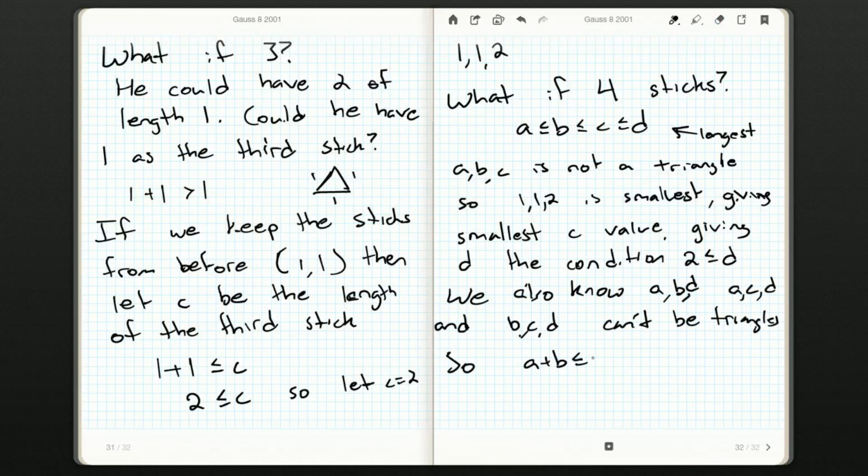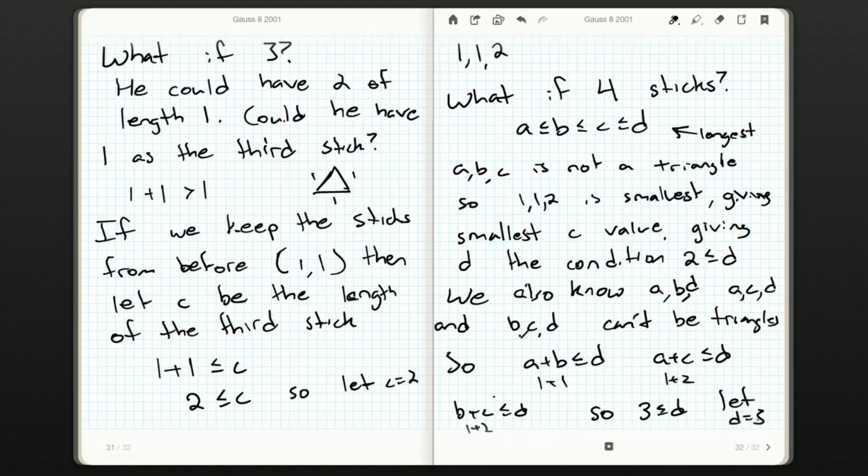And so that means that A plus B is less than or equal to D, A plus C is less than or equal to D, and B plus C is less than or equal to D. Well, that's 1 plus 1, so D is at least 2. Here we get D is at least 3, and here we get D is at least 3. So we're going to let D equal 3 again. Now suppose we wanted to go to 5 sticks.